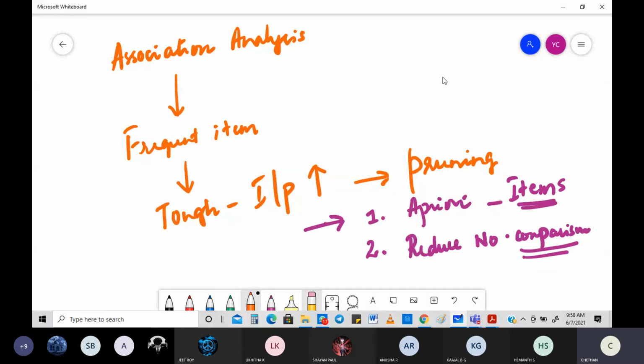We started with what is association analysis. Then we came across the topic called frequent items. Of course, association analysis always means that we are talking about frequent items. So we came across that, right? Then when we were talking about frequent items, there was a problem. What was the problem? We could generate a lot of candidate item sets.